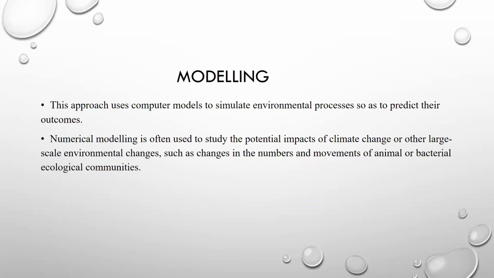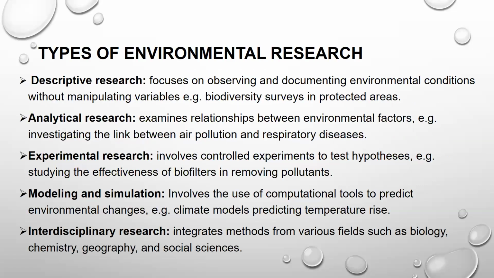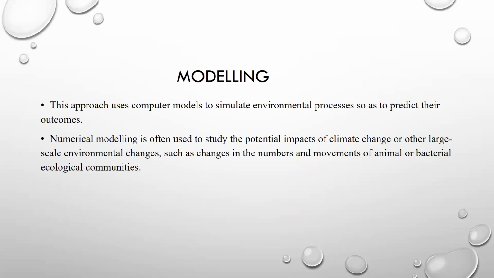All right, this modeling that we're talking about, the modeling and simulation, may involve an approach that uses computer models to simulate environmental processes so as to produce the outcome of whatever happens in the environment. And there's also the numerical modeling that is often used to study the potential impact of climate or other large-scale environmental changes, not only climate, such as changes in the numbers and movement of animal or bacterial ecological communities. So you have different modeling that you can also simulate to be able to predict what happens in the environment in the nearest future, so as to warn people ahead.